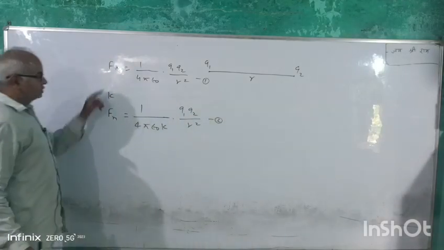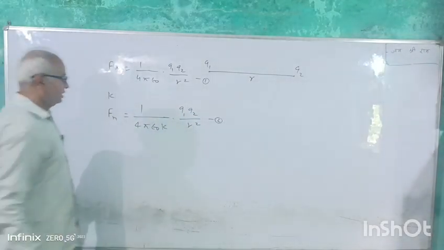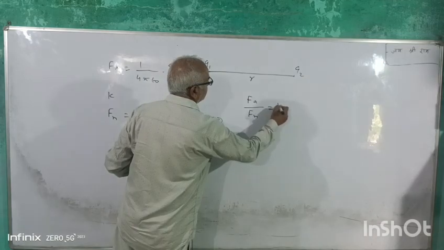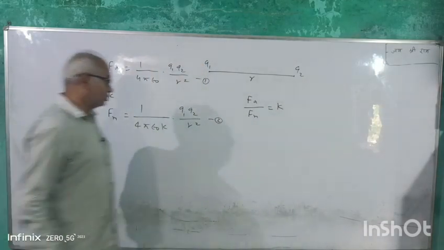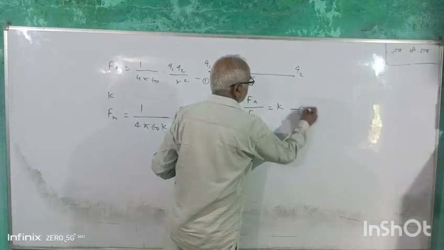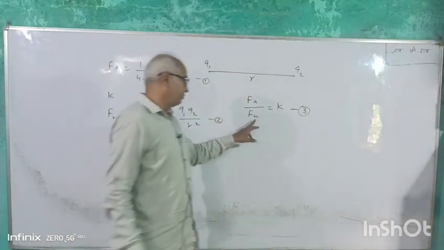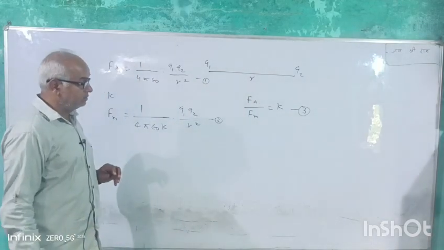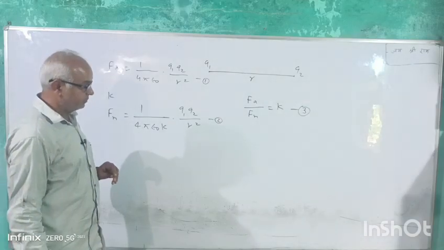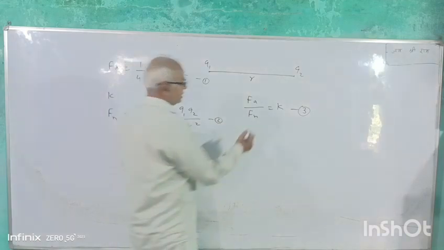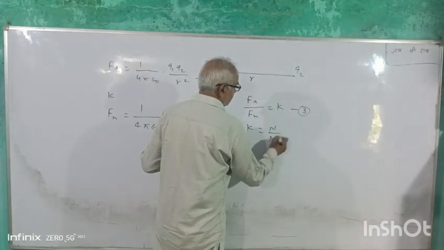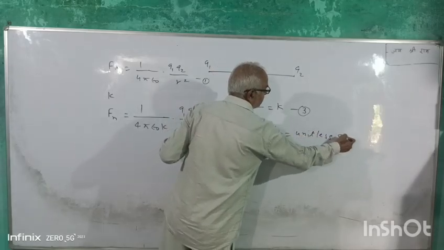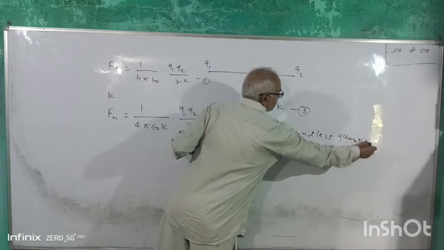If we divide equation first by equation second, then we get Fa upon Fm is equal to K. Therefore, the ratio of the force acting between two charges kept in air to that in the medium is called the dielectric constant of the medium. Now, dielectric constant is a unitless quantity because it is the ratio of two similar quantities. It is the ratio of force to force, Newton to Newton. Therefore, it is a unitless quantity.